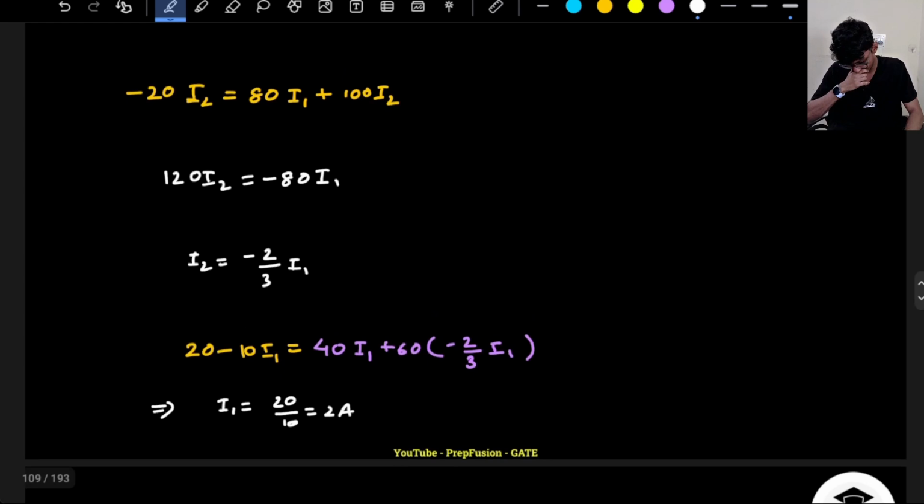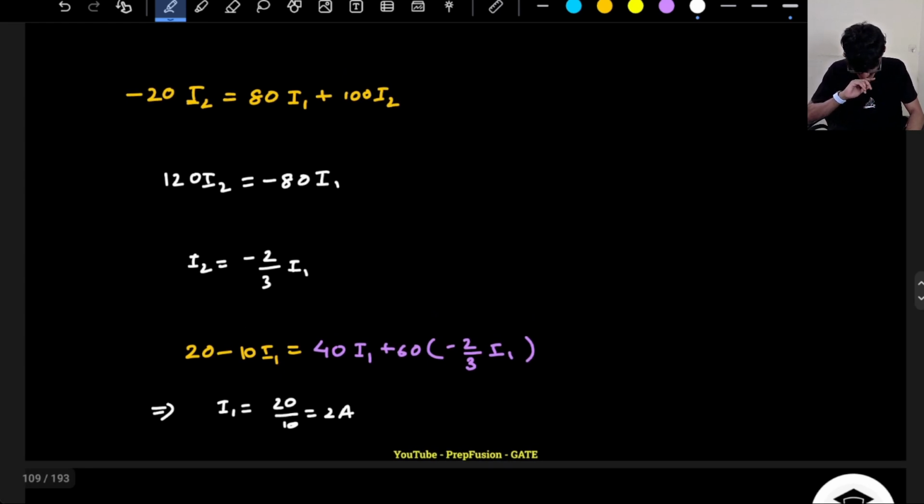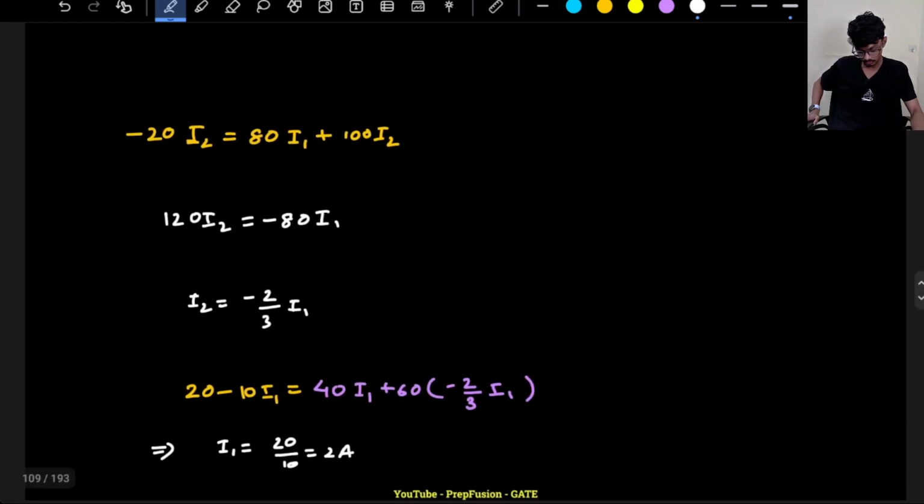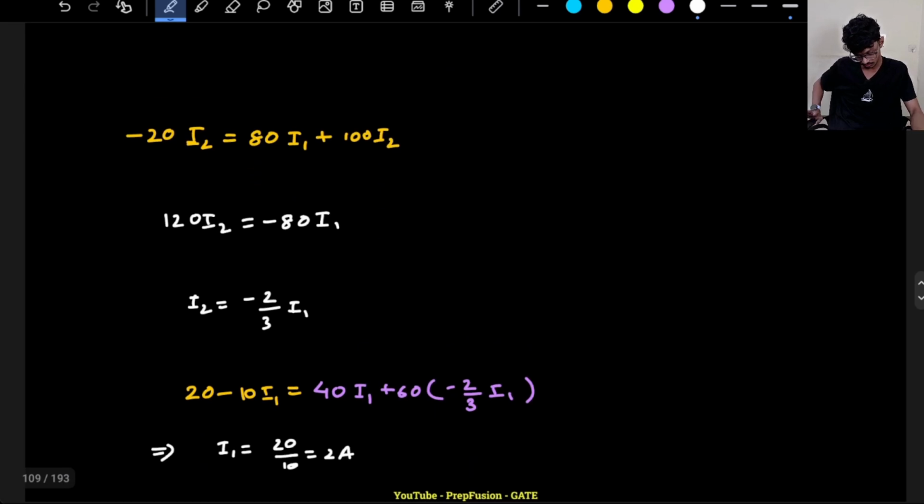Have I made any mistake? Because my answer is not matching. Somewhere I may have made a mistake. This is 2 by 3 I1, so this will be 20 minus 40. Yes, it is minus 40 only, so it is cancelling each other out. So it is 2 only. No, it is correct. I1 will be 2 amperes. That is fine, but I have to find out I2, right? I2 will be minus 4 by 3.